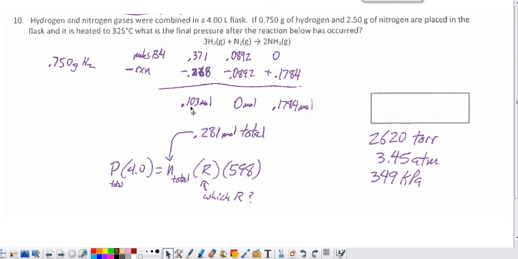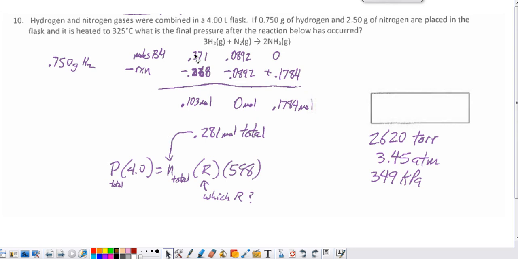Now this is key because we have both moles of ammonia and moles of hydrogen in the container, so they will both impact the pressure. So again, I used the ratio between nitrogen and hydrogen to figure out how much would have reacted and how much would be left behind. Now these moles are in there together, so I added them up together, 0.281 total moles, and I used PV equals nRT, which would give me total pressure.